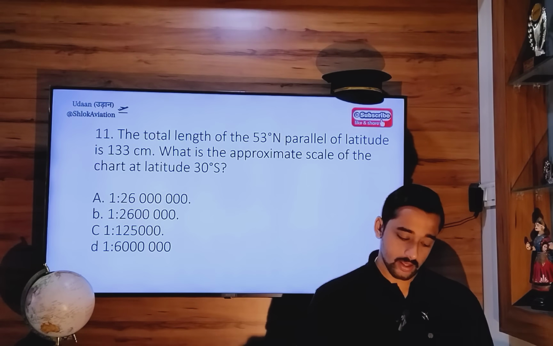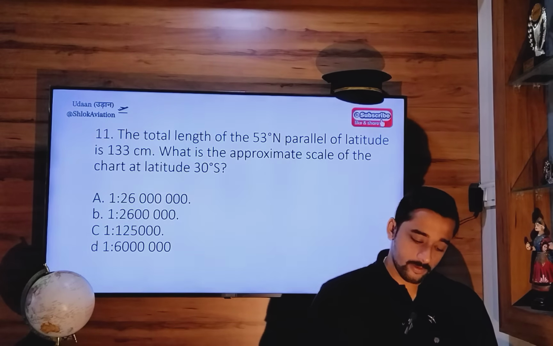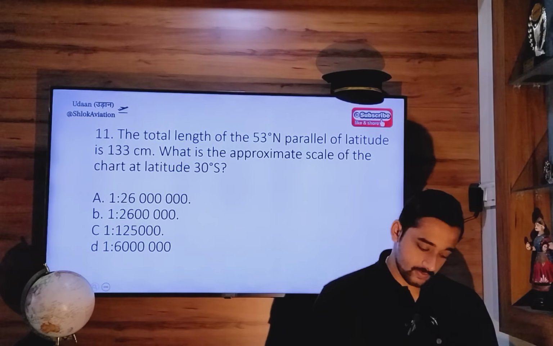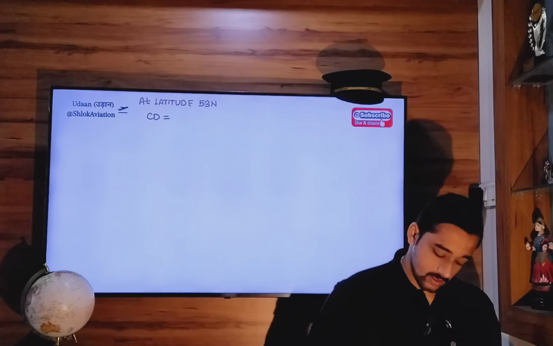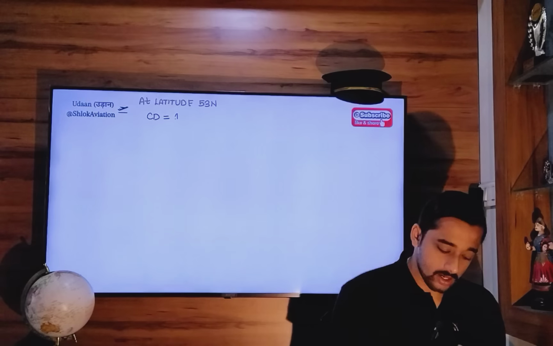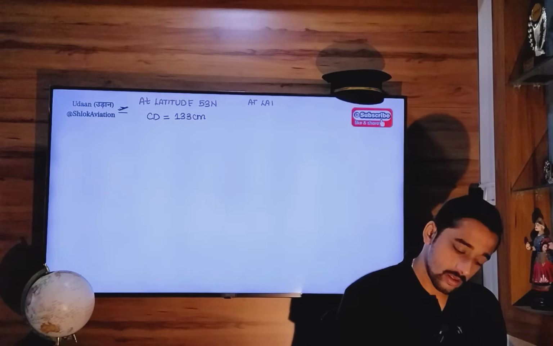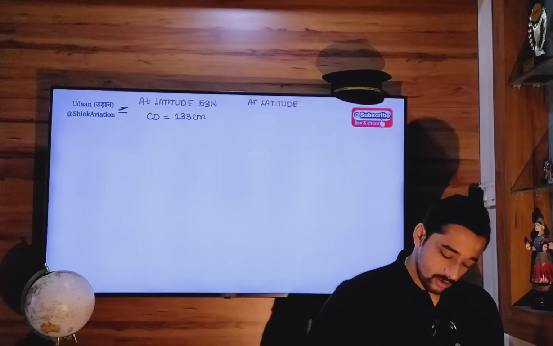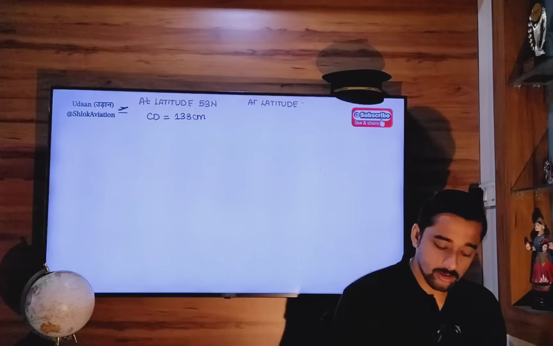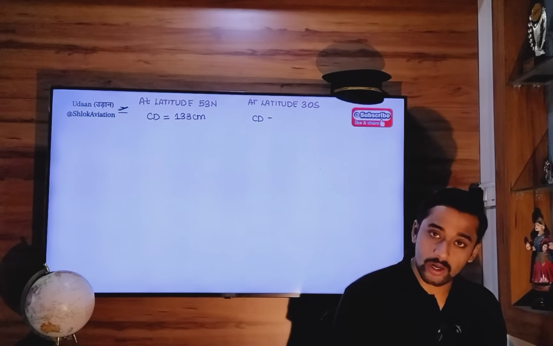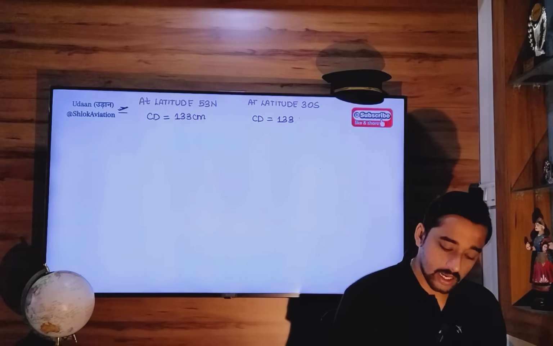Okay, so the total length of the 53-degree parallel: at latitude 53 degrees north, the chart distance is 133 centimeter. For another latitude, that is 30 degrees south, the chart distance is going to remain the same, 133 centimeter.